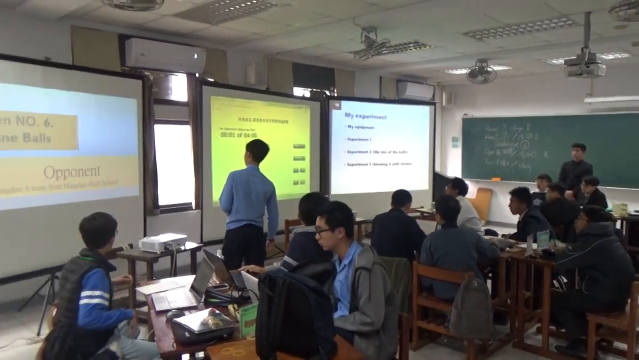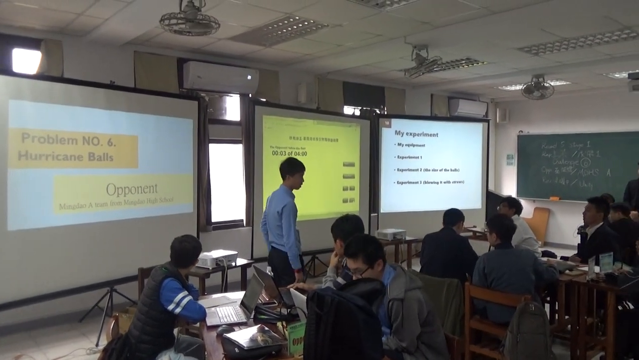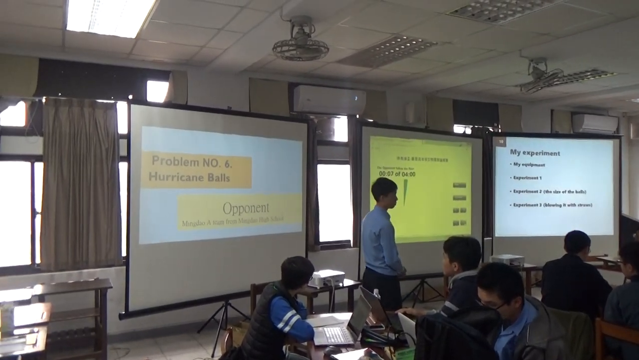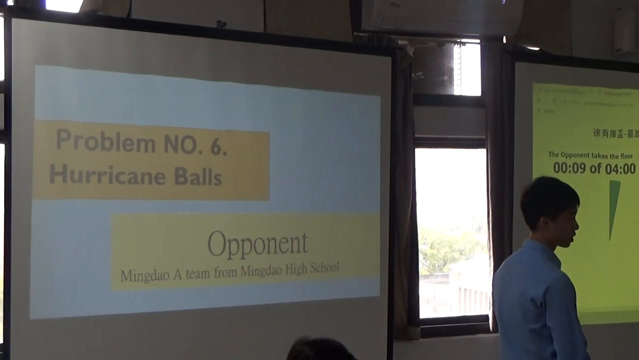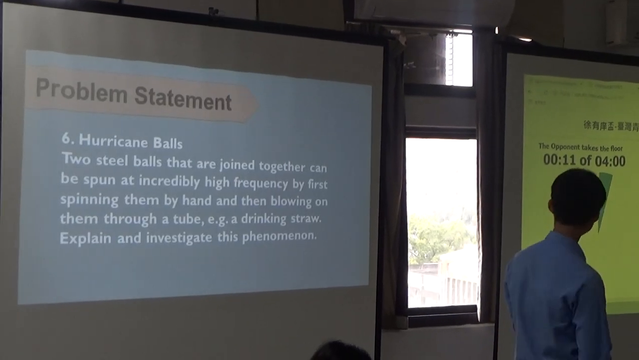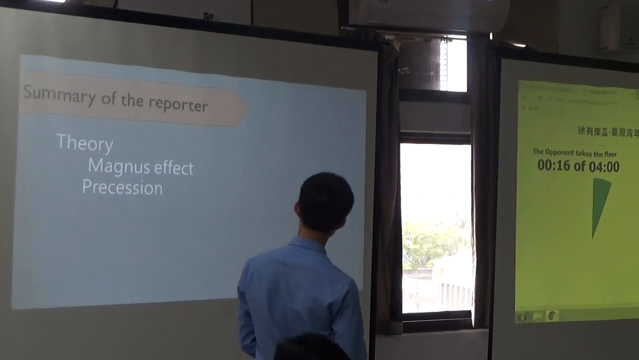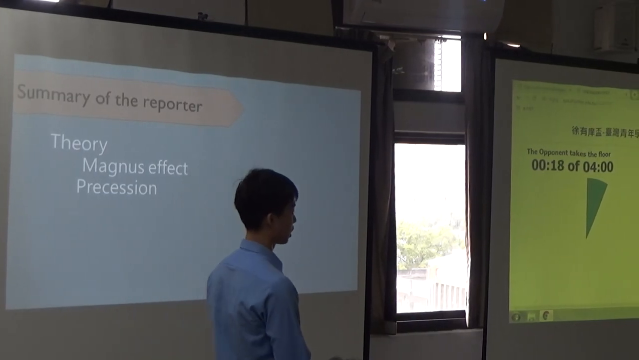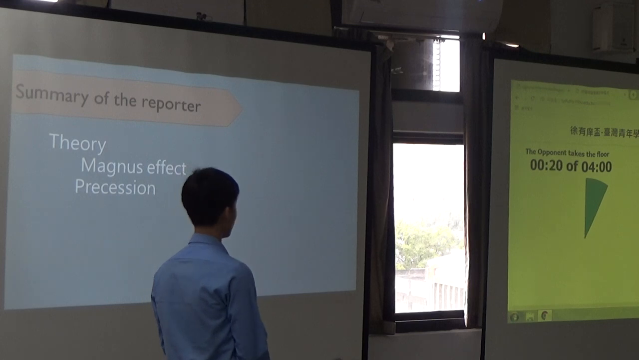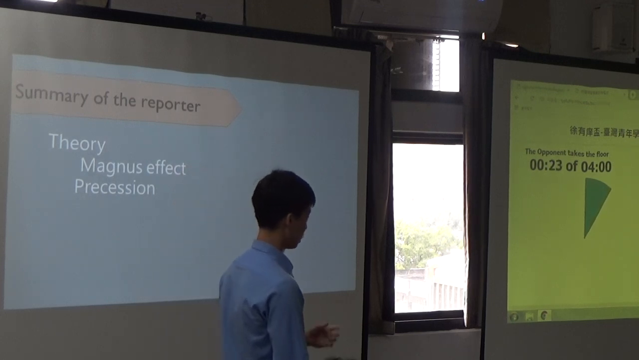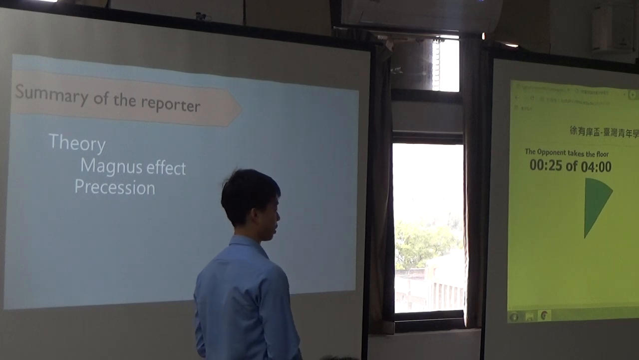Hi everyone, my name is Wu Hongru from MDHS18 from Mingdao High School. Today my topic is problem number 6, hurricane balls. This is the problem statement. This is a summary for the reporter. First, they use the Magnus effect and precession to explain this phenomenon, and also some friction.